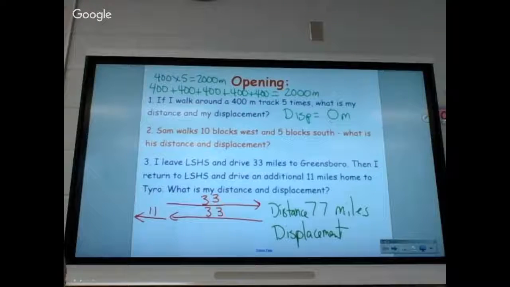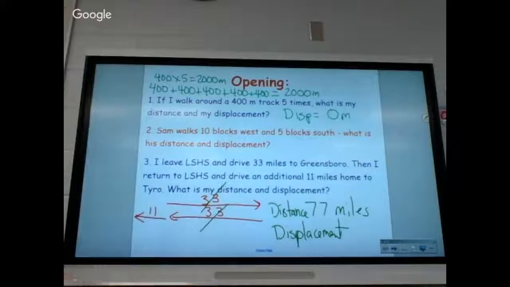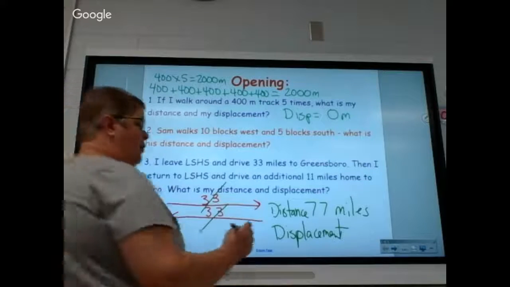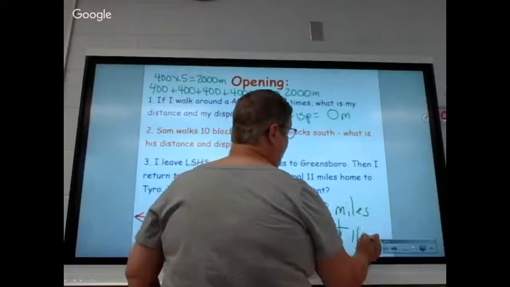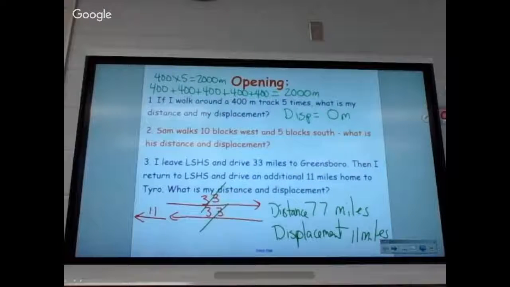All right, what's going to happen to the 233 miles? They're going to cancel each other out. That's right. These 233 miles are going to cancel each other out, and you're going to be left with 11 miles. Okay? Questions about that? The 233s are going to cancel each other out.